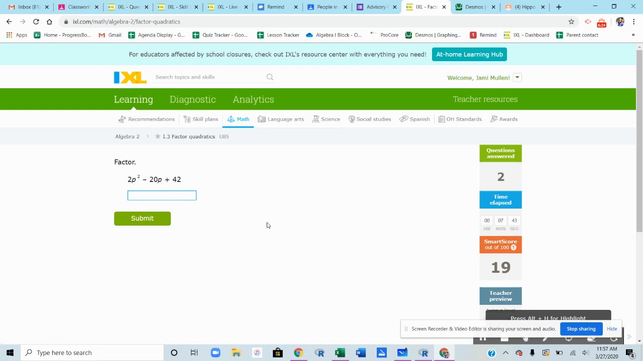That's all you have to do in all these IXLs. I will go through a couple more problems in the video if you need to see them, but you can stop the video and try your IXLs if you would like to. Okay, those of you who want to go through another example, we now have 2p squared minus 20p plus 42.